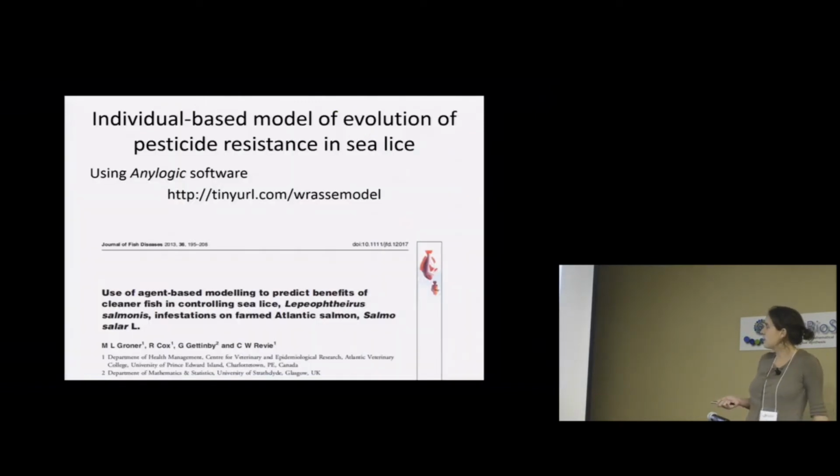The model that we built uses the AnyLogic software, which I highly recommend. Even if you're not a math person, it's very intuitive. And it's based on a model we previously published about controlling sea lice with cleaner fish. This model is actually online, a simplified version of it, and you can change parameters and see how that affects the population dynamics. This is a nice tool for managers because they can test different scenarios for control and see what kinds of effects it has.